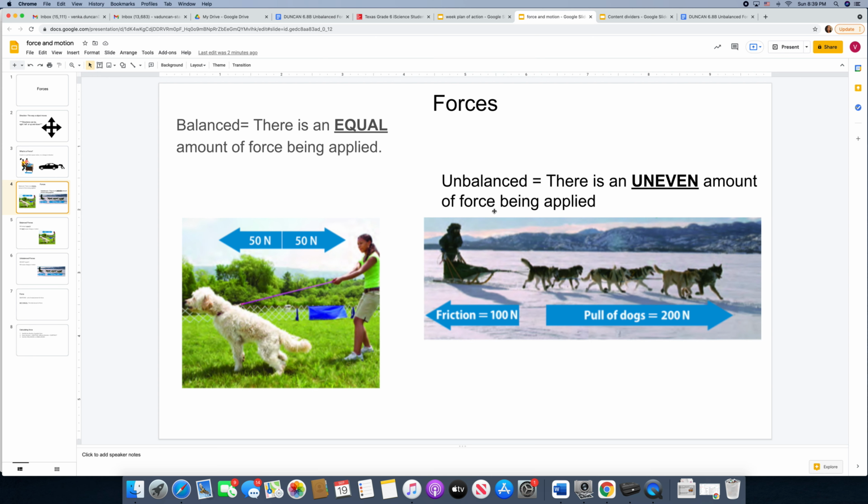On the other side, to the right, you can see unbalanced forces. There is an uneven amount of force being applied. The man on the dog sled is pulling with a force of 100 newtons to the left, and the dogs are pulling with a force of 200 newtons to the right. As a result, the sled will move in the direction of the dogs to the right because they are applying an uneven or a greater amount of force than the man on the sled.